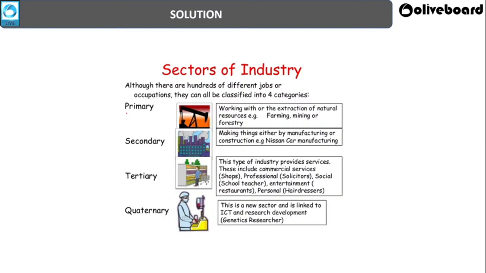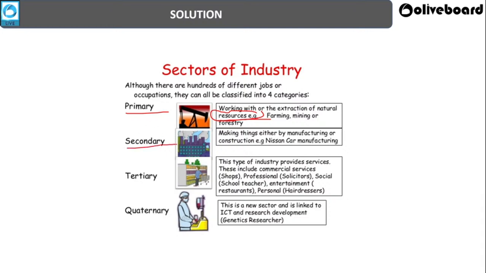Let's understand them in very easy terms. Primary sector is nothing but those sectors which work with the extraction of natural resources. So anything that is dealing with the natural resources, you can call this a primary sector. Examples are farming, mining, forestry. All of these things are primary sector.